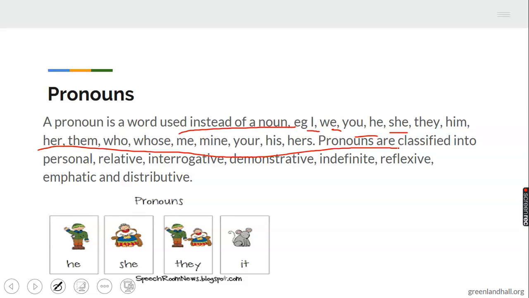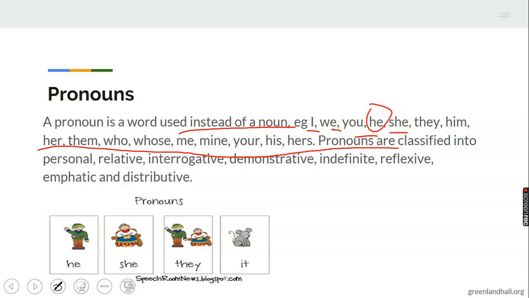So instead of using a naming word, like we already know a noun is a naming word, we decide to use pronouns. For example, you might want to say Mr. Godwin said, but you could have just said he said. That's where he comes in.